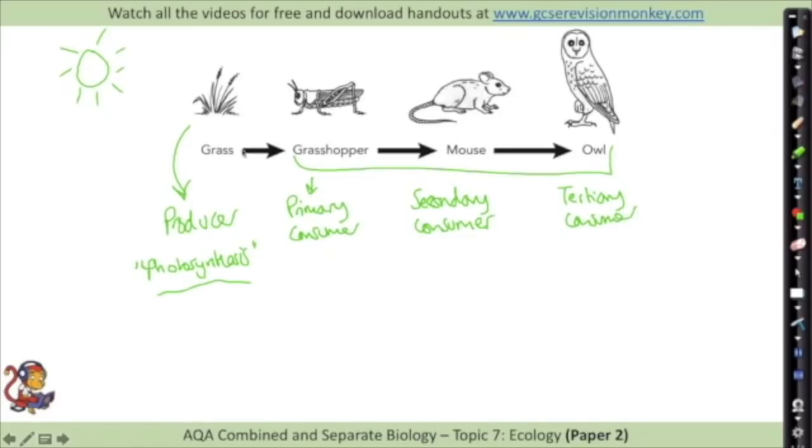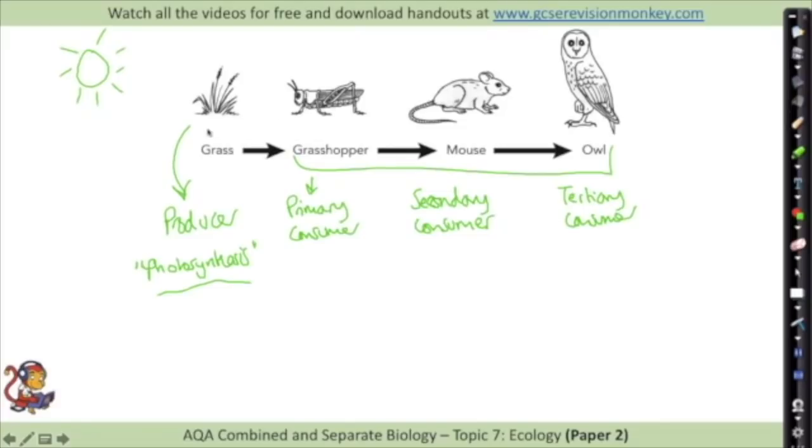Now, we don't have a continual line of organisms here. Within a food chain, you only tend to have 4 or 5 or maybe up to half a dozen organisms. After that, it stops. Now, the reason for that is because not all of the biomass is passed up the food chain. That means not all of the mass of each organism is passed up each food chain.